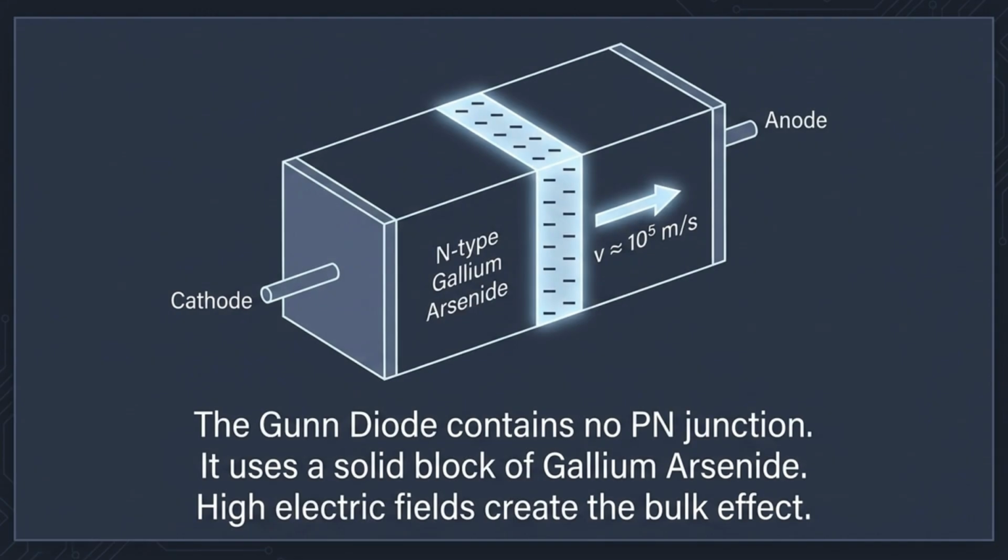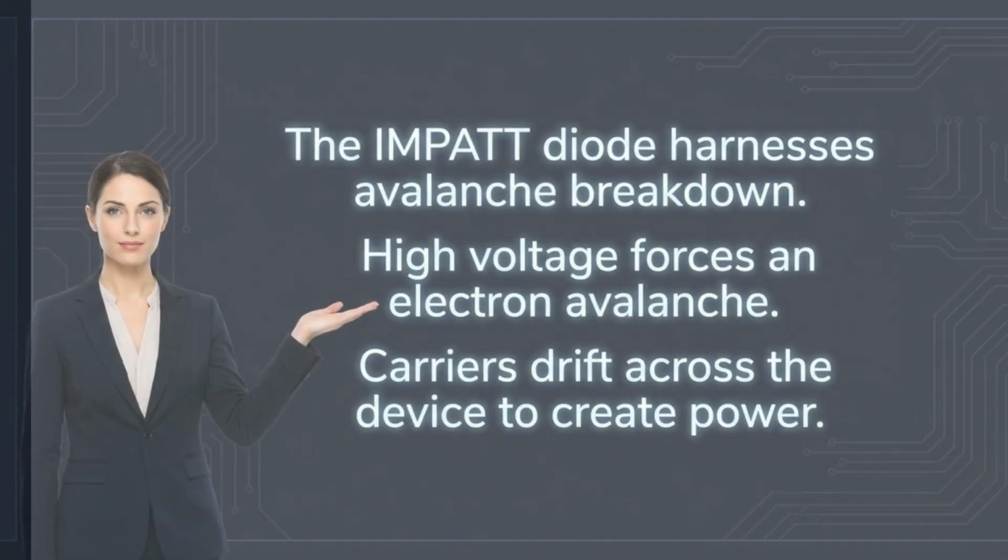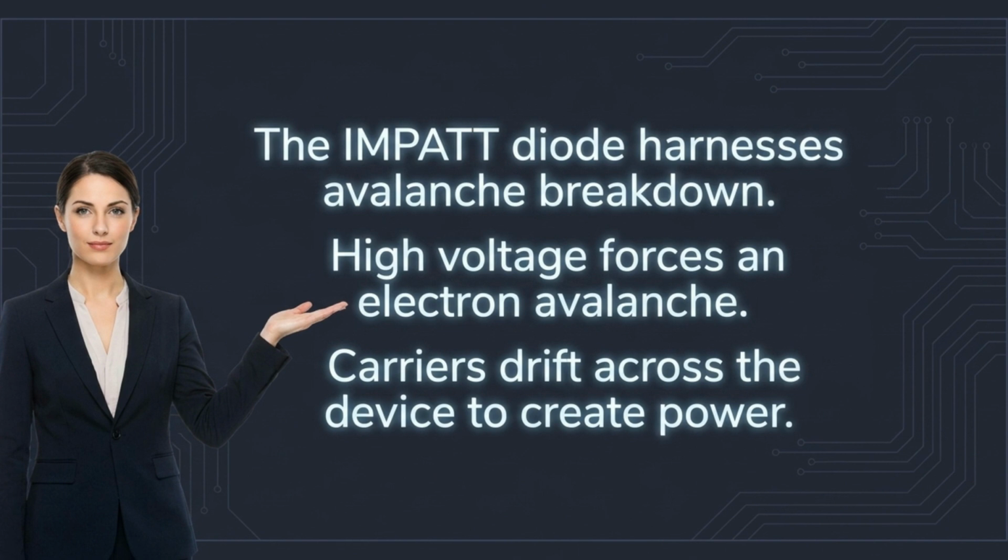The Gunn diode does not contain a PN junction. Instead, it uses a solid block of gallium arsenide, where high electric fields create a bulk effect. The IMPATT diode harnesses avalanche breakdown. Here, high voltage forces an electron avalanche, and carriers drift across the device to create power.